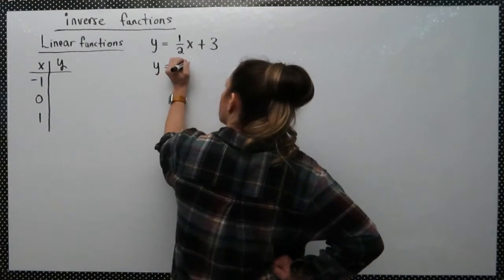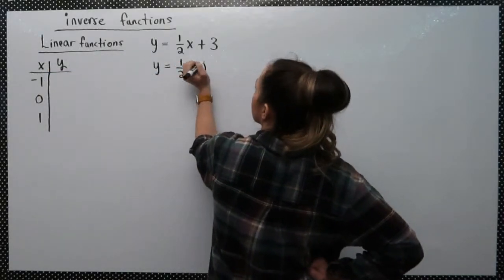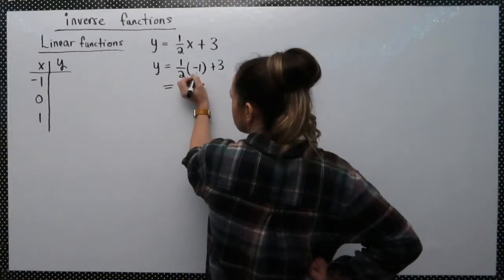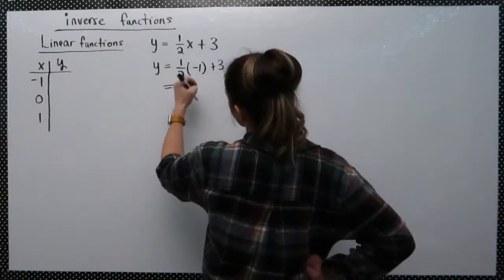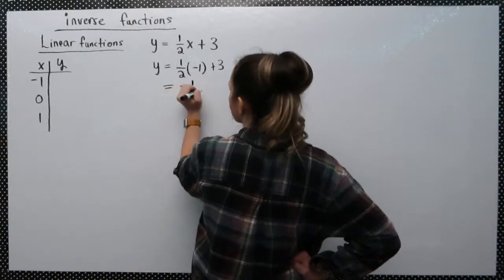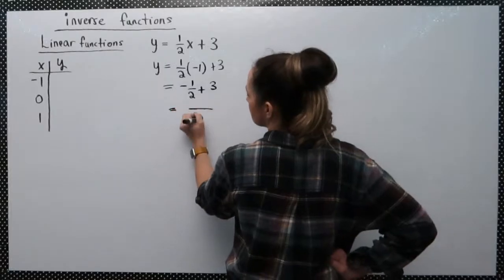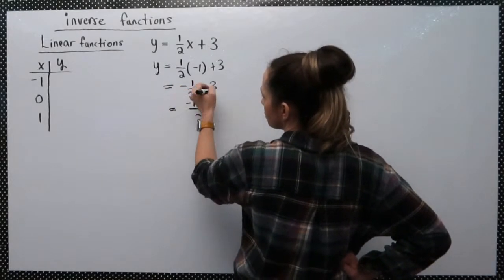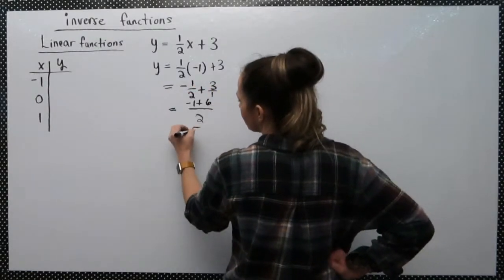So we have 1/2 x, and I'm plugging in my value for x. Okay, 1/2 times -1 plus 3. And so it's going to lead to this ordered pair. I wish I would have picked an easier point, but that's okay. Negative 1/2 plus 3. Then I'm going to add my fractions, get a common denominator. The 2 is going to stay negative, and 2 goes into 3, that's going to be 6. So I've got 5/2.